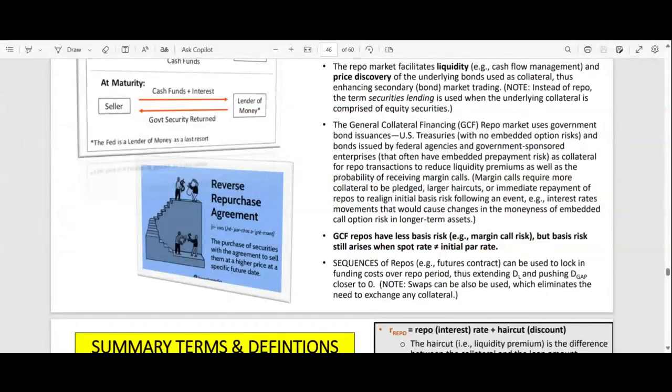If you have a haircut in the GCF market, it'll be a small haircut. Of course, if the Fed starts threatening to play around with interest rates, that may actually cause some haircuts.